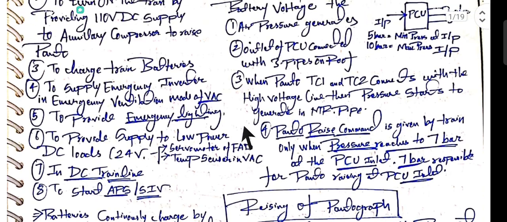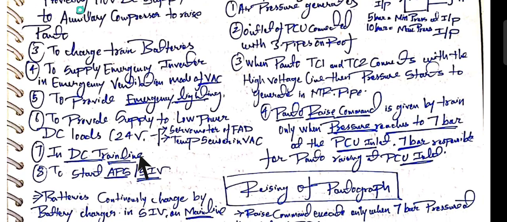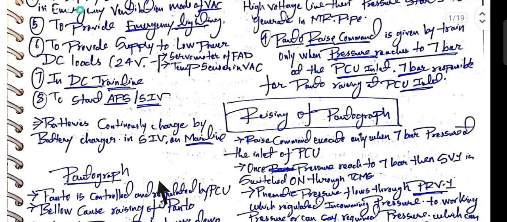Okay, for the DC train line also, this 110 volt supply is very important. To start APS and SIV, there should be availability of 110 volt DC supply, and there should be availability of control signal. So control signal is very important to start APS or SIV. That's the reason 110 volt DC is very important. 110 volt DC is providing the control power supply, constant power supply, due to which APS or SIV starts. Both are the same thing, having different names.